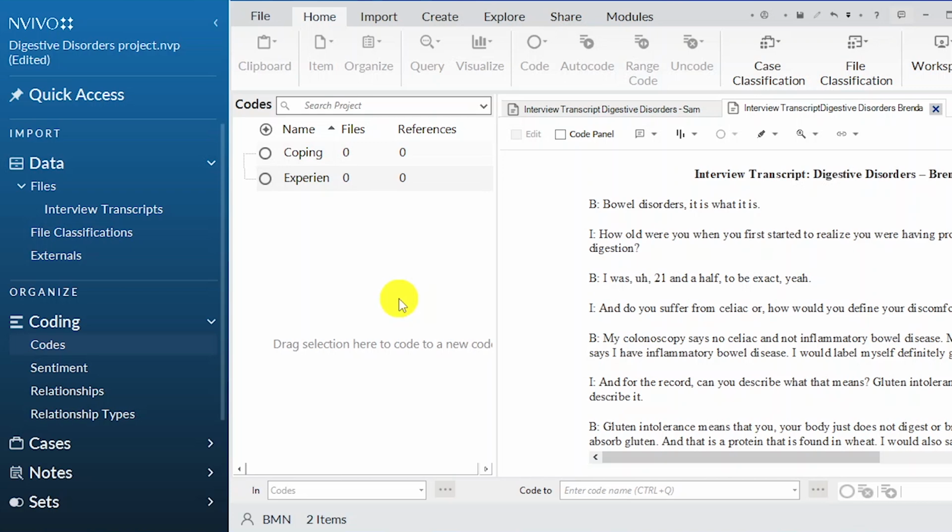Now, these are the two primary themes or the two primary codes that we are going to use to analyze our interview transcripts. So all the other codes that we will have in our interview transcripts will go to either coping strategies of people with digestive disorders or experiences of people with digestive disorders. It's important to have primary themes or primary codes that come from your research questions so that you can have a clear idea of what you are looking for in the interview transcripts as you conduct your qualitative data analysis.